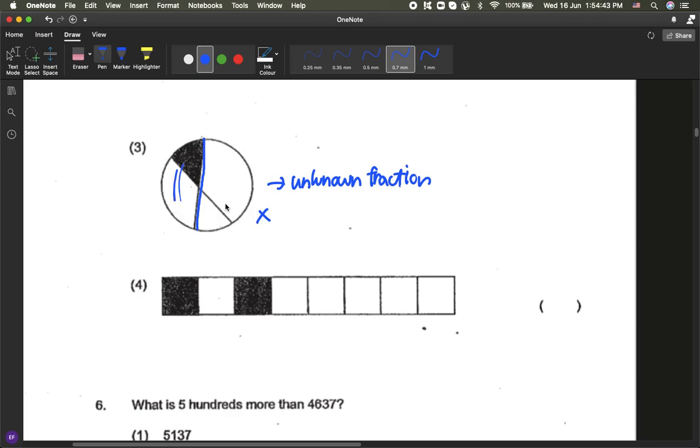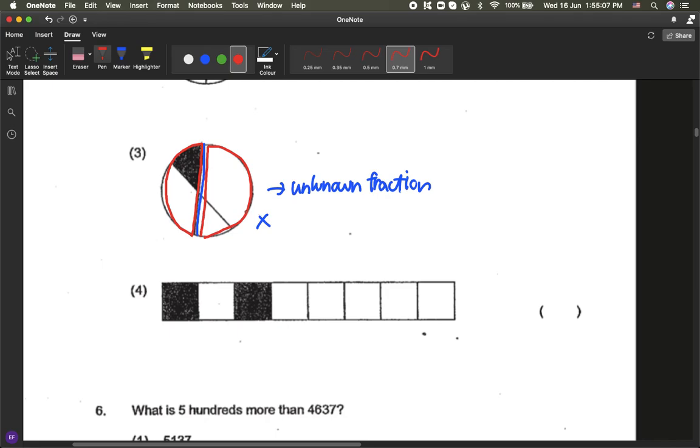Okay? Plus, the line doesn't cut the circle symmetrically. You can see that this semicircle is smaller than this larger one. So this figure is actually cut very differently compared to the others. Okay, so this is also wrong because the fraction is unknown.